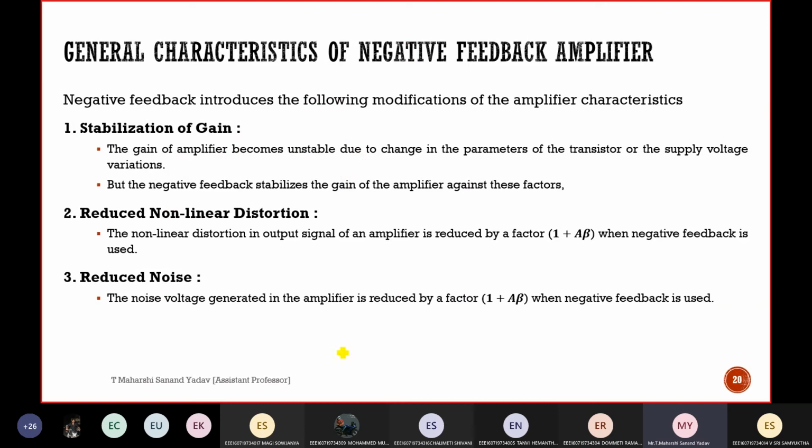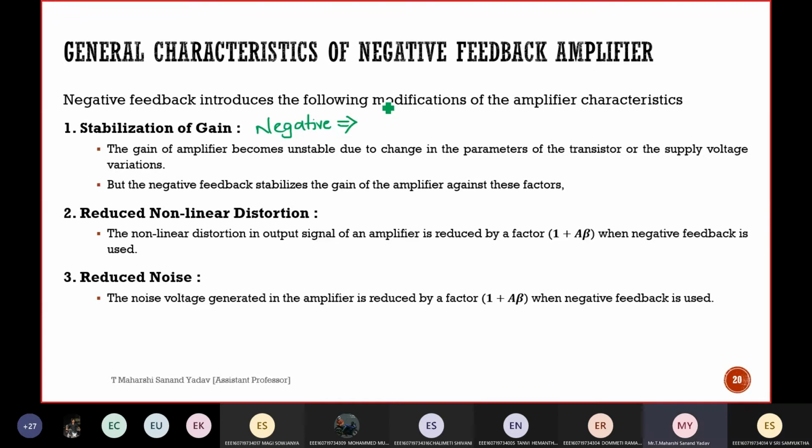Next, general characteristics of negative feedback amplifier. Continue. Negative feedback introduces the following modifications of the amplifier characteristics. 1. Stabilization of gain. So what happened to the gain because of negative feedback? It got stabilized. Stabilized means stable.